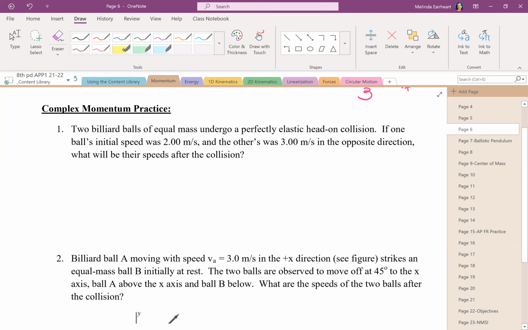Okay, so complex, higher level. You'll see why in just a second. This is in the higher level. Two billiard balls of equal mass, yay. They have a perfectly elastic collision. Now you're like, Miss Earhart, you didn't put that in the table, perfectly elastic. Y'all, there is only one true elastic. It's just one.